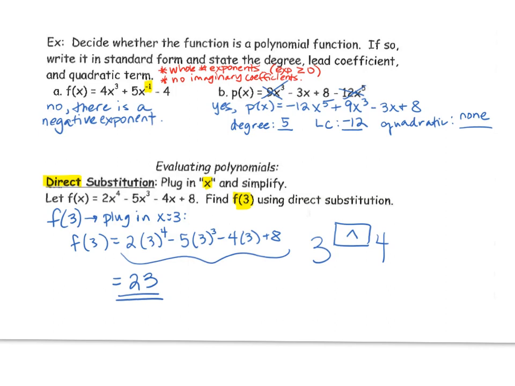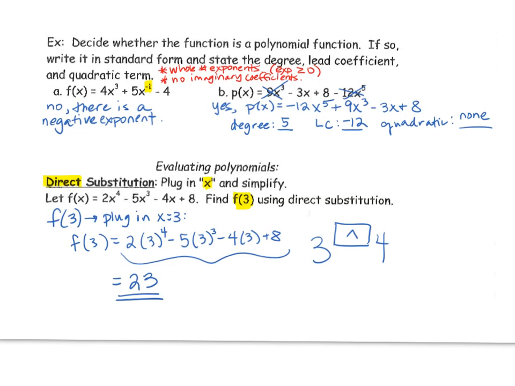So we did a couple of examples writing a polynomial in standard form if it's defined as a polynomial. The two things that we look for are whole number exponents, so exponents that are greater than or equal to 0. In that first example, we had an exponent of negative 1. So that's still a type of function, it's just not classified as a polynomial function. And if it's not a polynomial function, we don't have to do the rest of the steps.